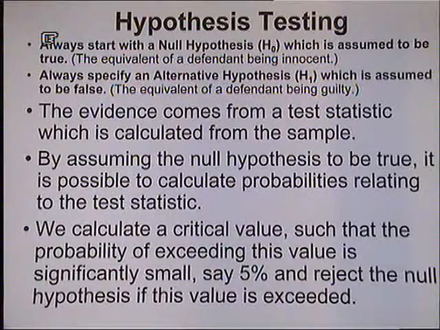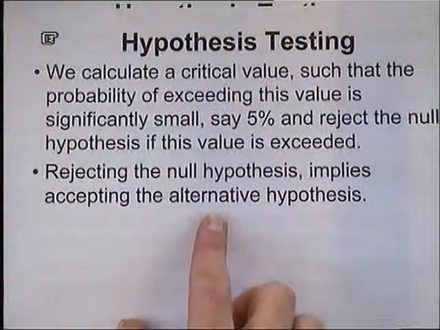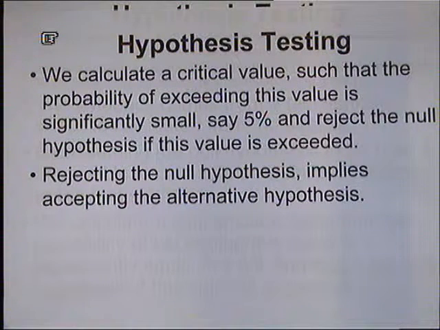So, there's one thing I think you've already seen. This last bullet point here: if you do reject the null hypothesis, that implies you have no alternative but to accept the alternative hypothesis, which sort of makes sense, really. You either have to accept the null hypothesis or the alternative hypothesis.